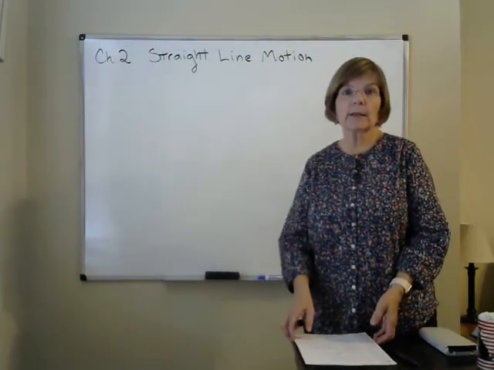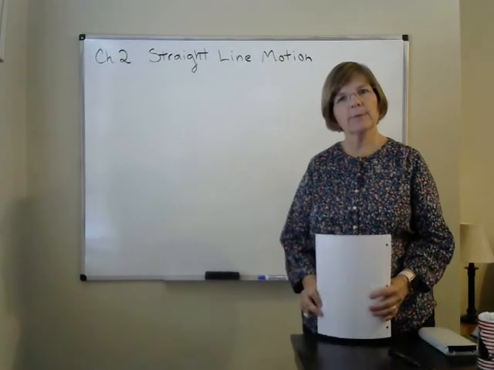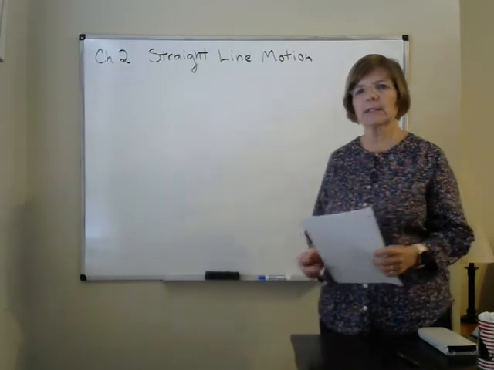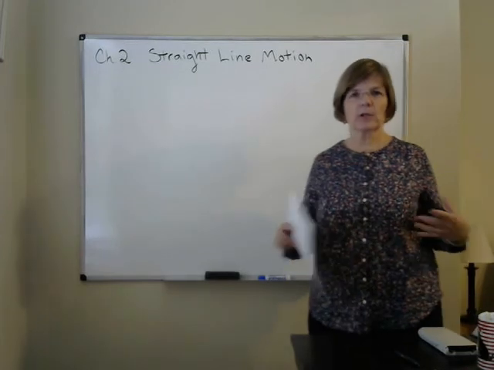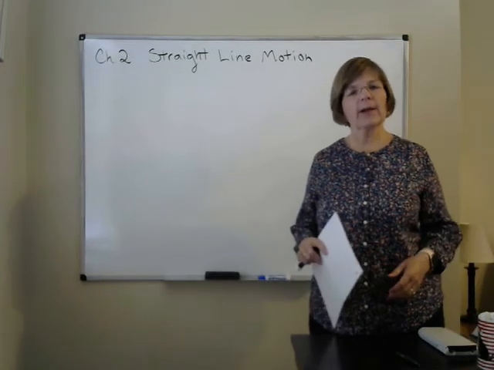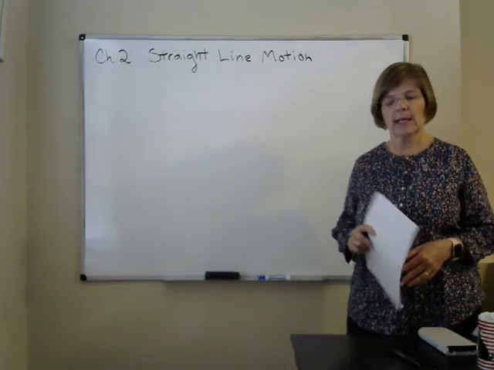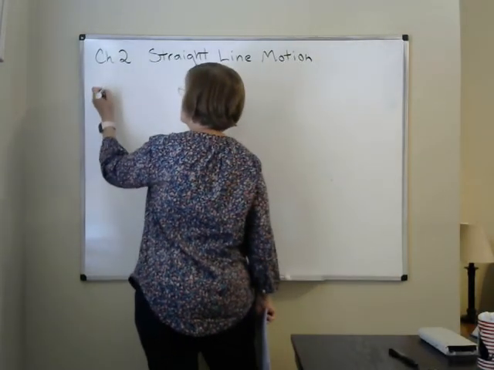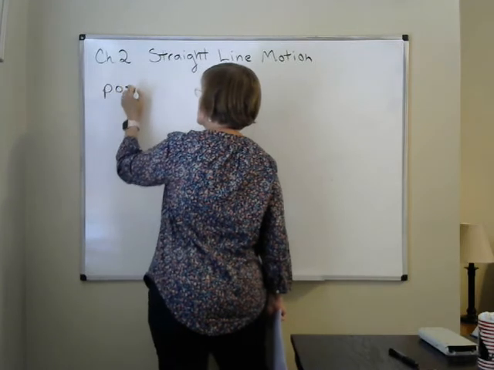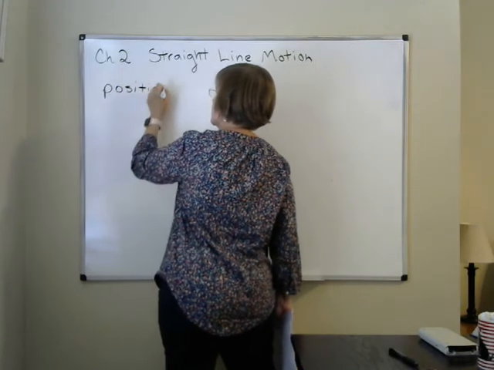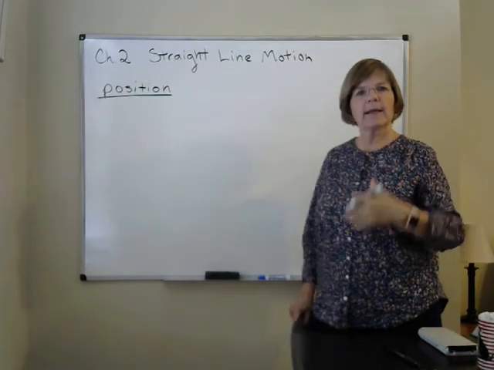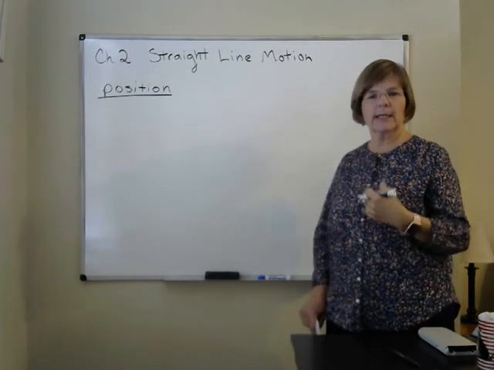Chapter 2 deals with linear motion, or straight line motion. For this chapter, we're going to limit ourselves to an object that's either moving horizontally or perhaps traveling vertically, straight up or straight down. Now, position is a vector quantity that tells us where something is.